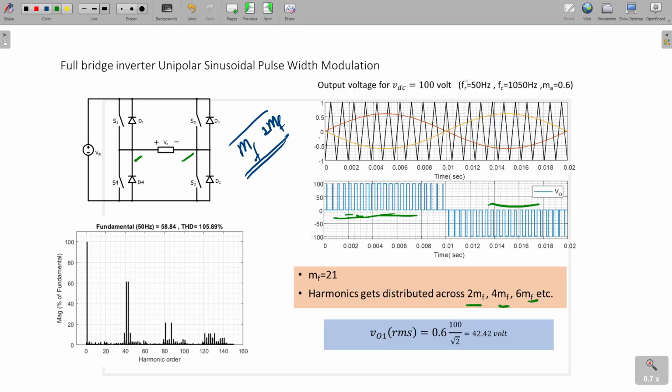So what is the mF here? mF is 21, so if you see here, this is 42. It is across 2 mF, and harmonic is not there. And the RMS value here we are also getting almost the same, almost 60, 1 or 2 volt less, 60 volt peak value. Is it clear?